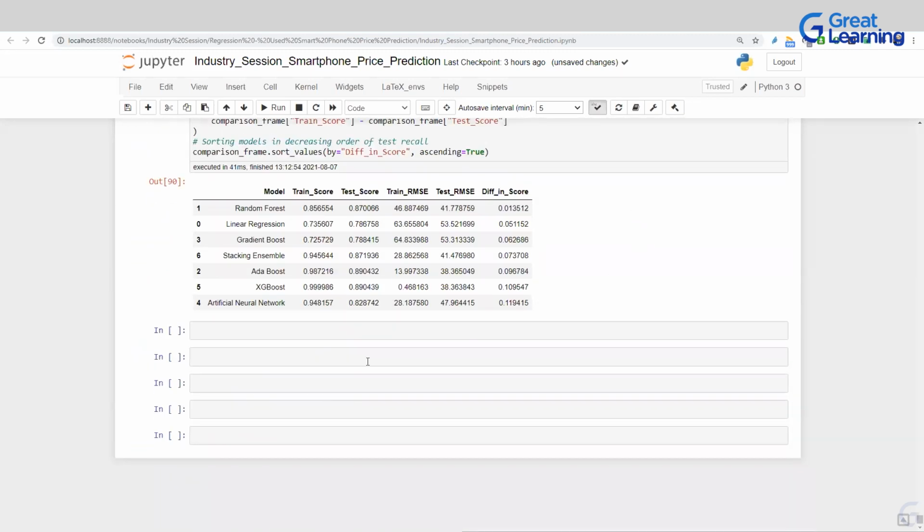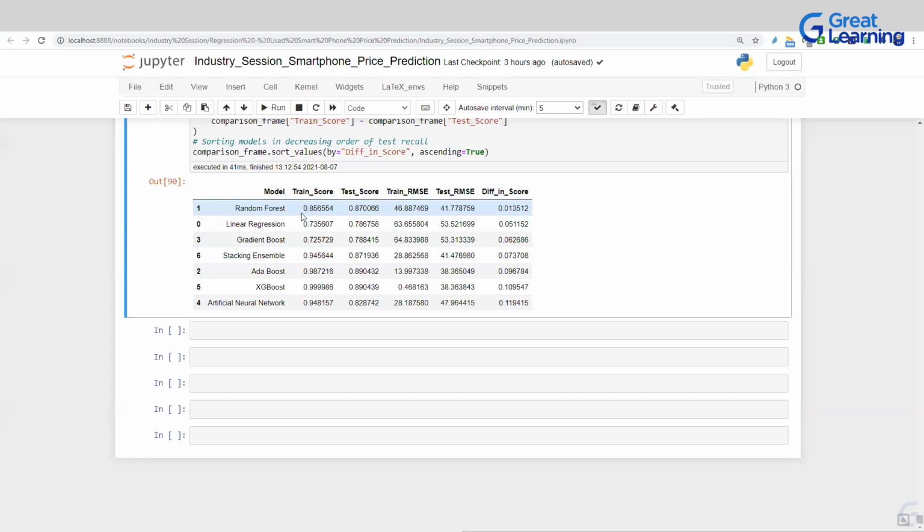So this gives me the summary of everything that we have done today. We have fitted 7 different models. This is the training and the testing R-square values. This is the training and testing RMSE values. And then I've calculated the difference in score, which means the difference between the R-square value of train and test. And this is sorted in the ascending order of the differences.